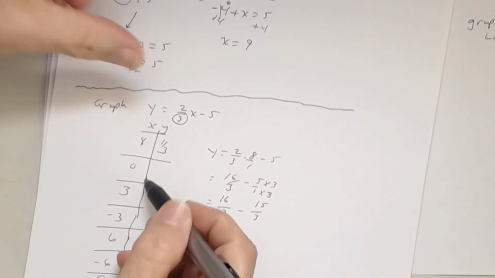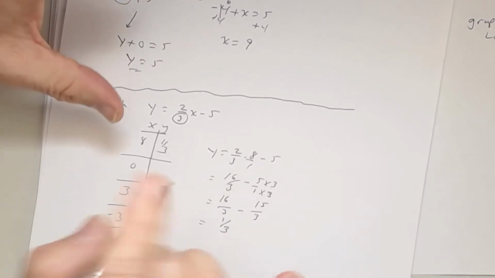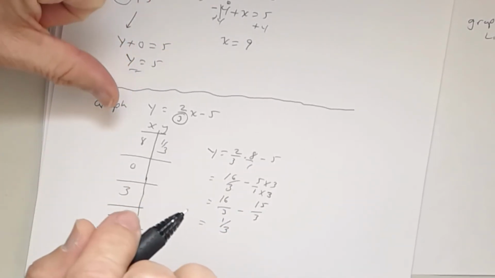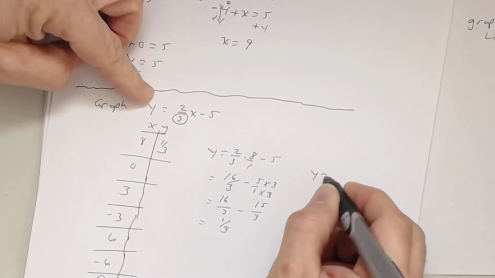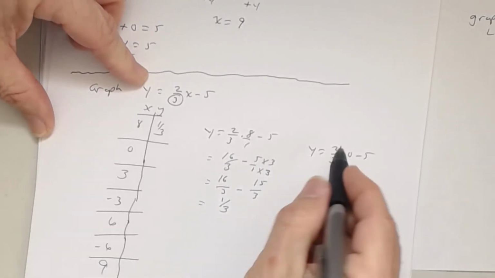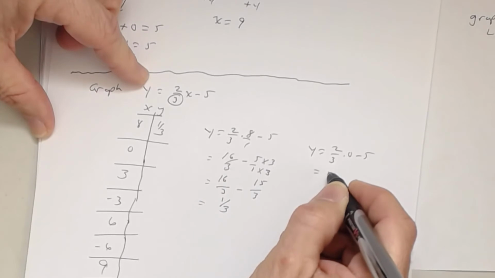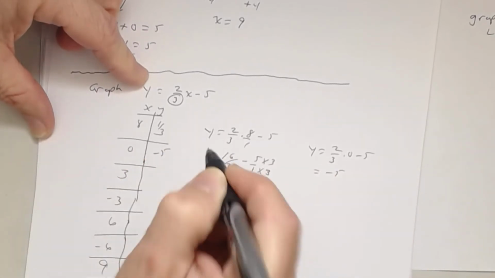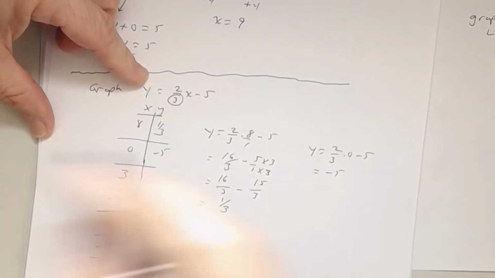All right. 0 is always the easiest to use. When y is by itself, 0 is always the easiest to use for x. So what happens when x is 0? I get y equals 2/3 times 0 minus 5, right? What is 2/3 times 0? Good. What's 0 subtract 5? So when x is 0, what's my y coordinate? -5.